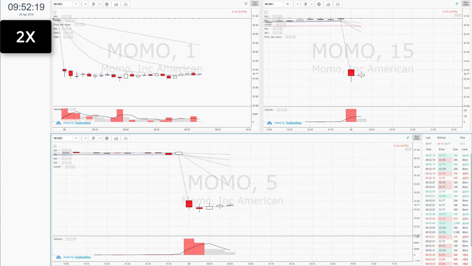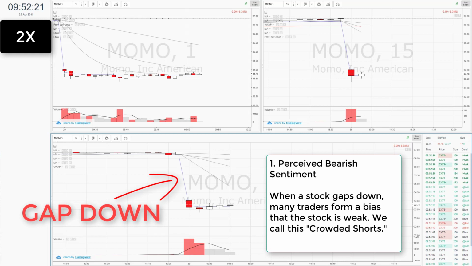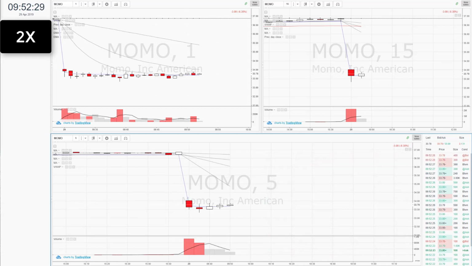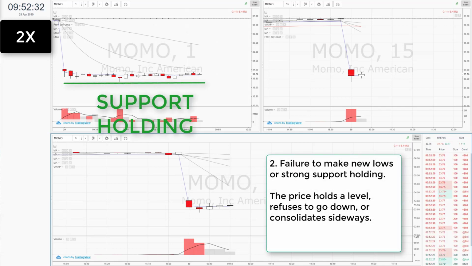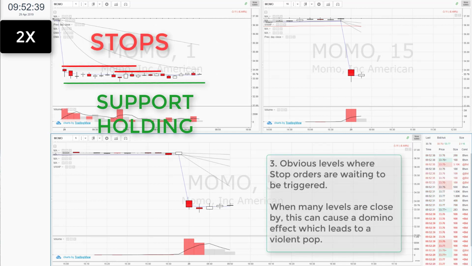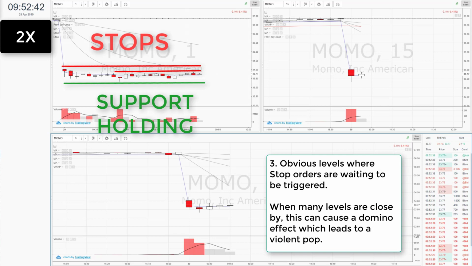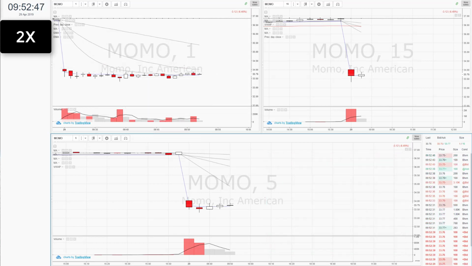Number 1. Perceived bearish sentiment. When a stock gaps down, many traders form a bias that the stock is weak. We call this crowded shorts. 2. Failure to make new lows or strong support holding. The price holds a level, refuses to go down, or consolidates sideways. 3. Obvious levels where stop orders are waiting to be triggered. When many levels are close by, this can cause a domino effect, which leads to a violent pop.